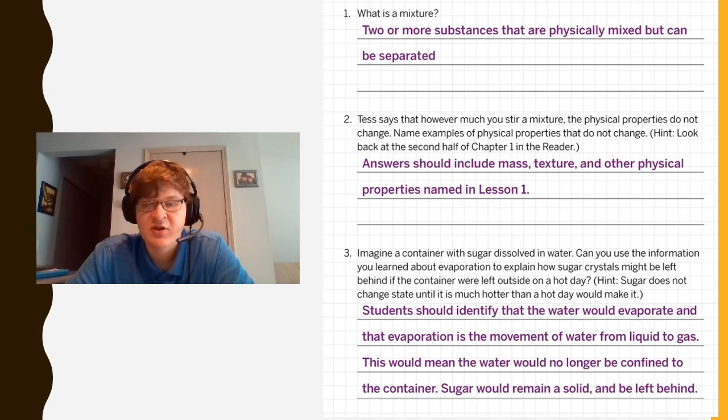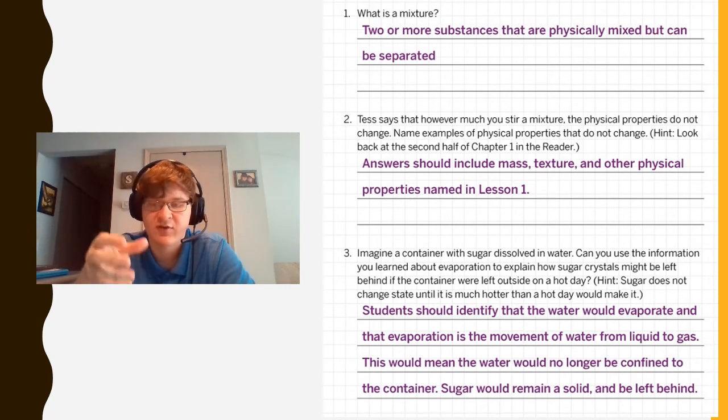Number 3. Imagine a container with sugar dissolved in the water. How can you use the information you learned about evaporation to explain how sugar crystals might be left behind if the container was left outside on a hot day? Remember, sugar does not change states until it's much hotter than a hot day would make it. So, you should mention that water would evaporate, and that evaporation is the movement of water from liquid to gas. That means water could no longer be confined to the container. Sugar is a solid and is left behind.